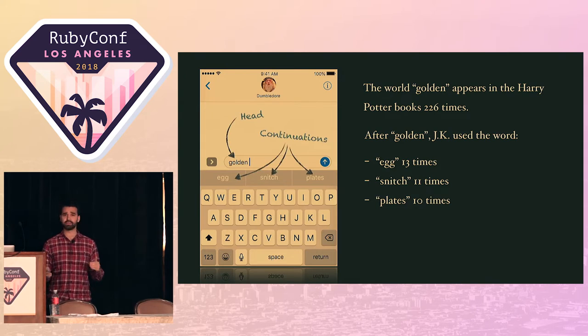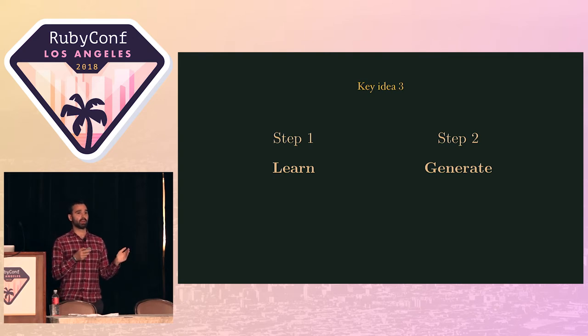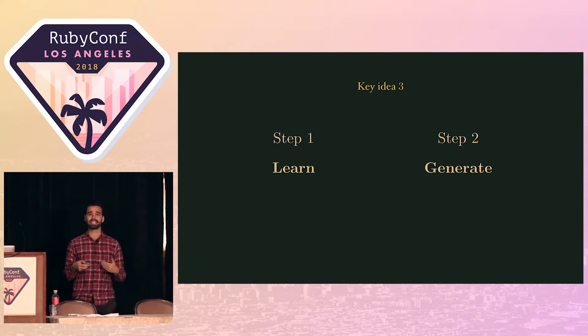And a couple of bits of terminology I'll keep using throughout this talk. This initial word that we use to sort of generate the suggestions, we'll call this the head word, and these suggestions, we'll call them continuations. So the third key idea is that we want to break the way we tackle this problem into two phases. First, we want to learn the style of J.K. Rowling, learn the style of the Harry Potter books. And the second step is we want to then use everything we've learned to generate new stories.